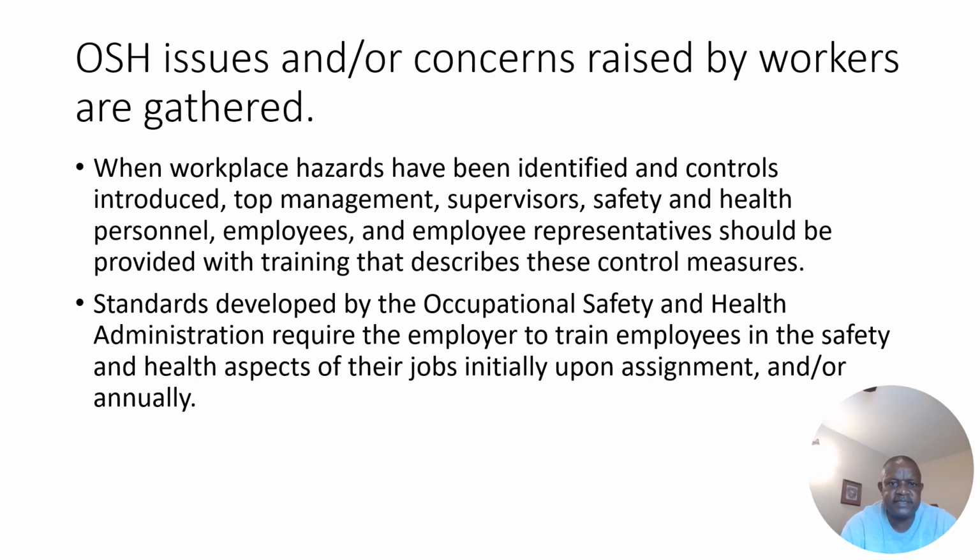When workplace hazards have been identified and controls introduced, top management, supervisors, safety and health personnel, employees, and employee representatives should be provided with the training that describes these control measures. Standards developed by the Occupational Safety and Health Administration require the employer to train employees in safety and health aspects of their jobs, initially upon assignment or annually.